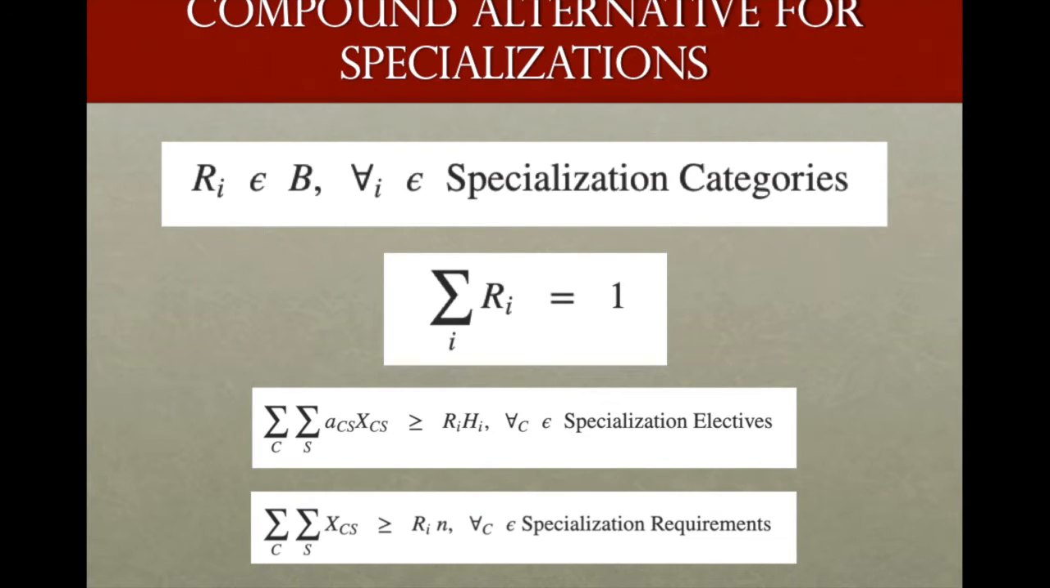To represent specializations, we will use compound alternatives. Auxiliary variable R_i represents specialization i and is set to 1 if that specialization is chosen. Exactly one specialization should be active at a time.